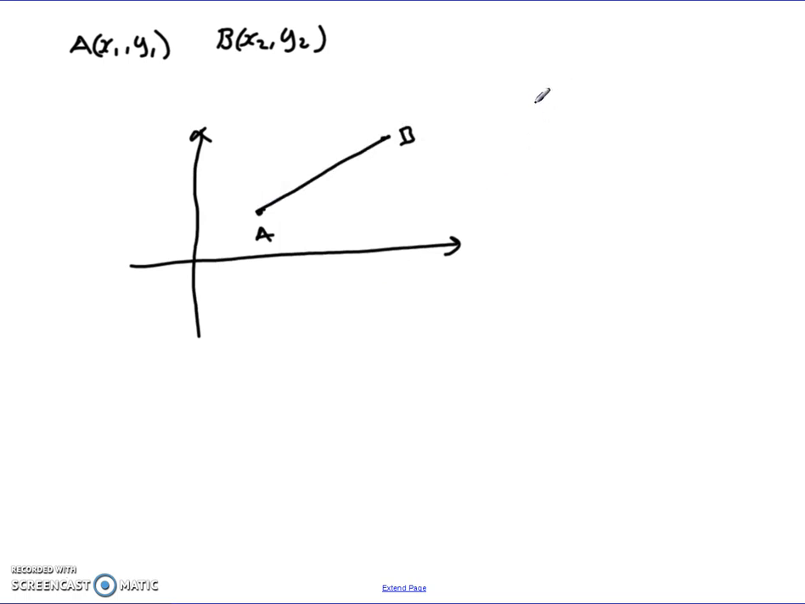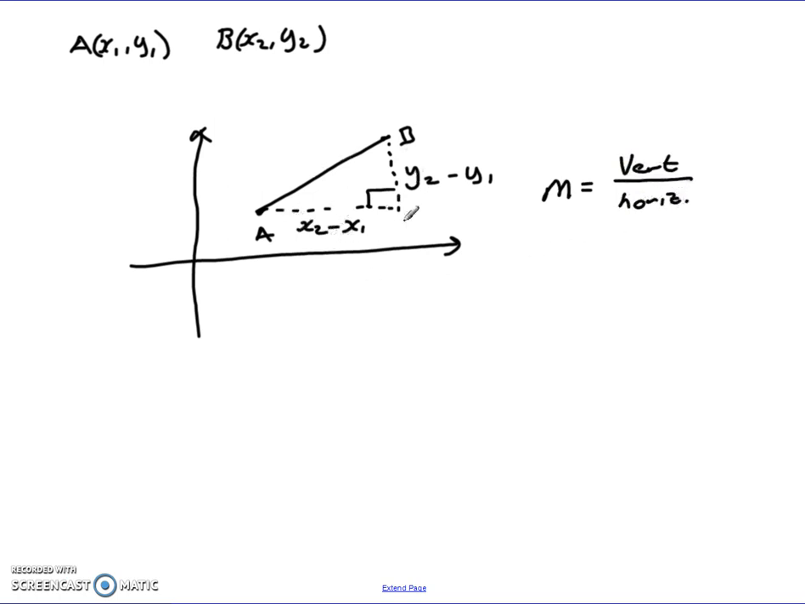Now we know gradient, y2 minus y1 over x2 minus x1, is vertical distance over horizontal distance. So imagine we complete that by, again, turning it into a right-angled triangle and looking at the vertical distance here and the horizontal distance here. Vertical distance we got by doing y2 minus y1, and horizontal distance we did by doing x2 minus x1, which gave us our gradient, our vertical change over our horizontal change.